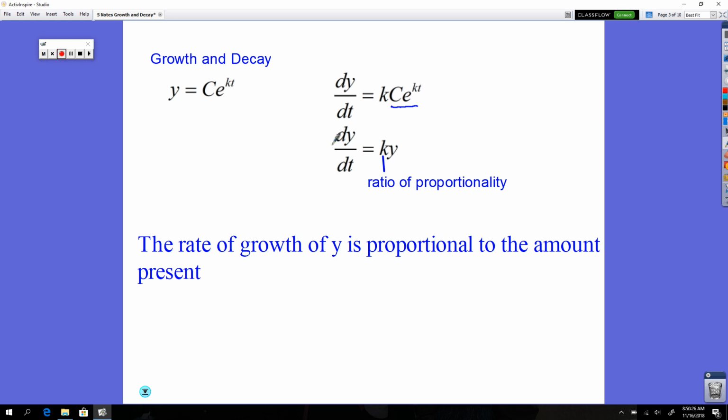And if I was to read this, the only thing that's changing this year is the wording. This year, we'll say that the rate of growth, which is what dy/dt is, is proportional to the amount present. So proportional means equals some constant. The amount present would be y. So anytime that we see this type of wording, we're going to know that we can automatically go to a growth formula.